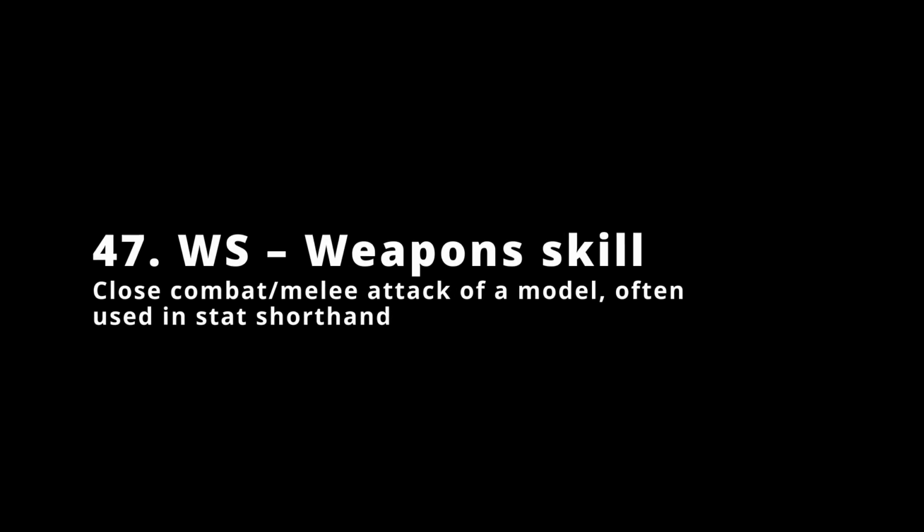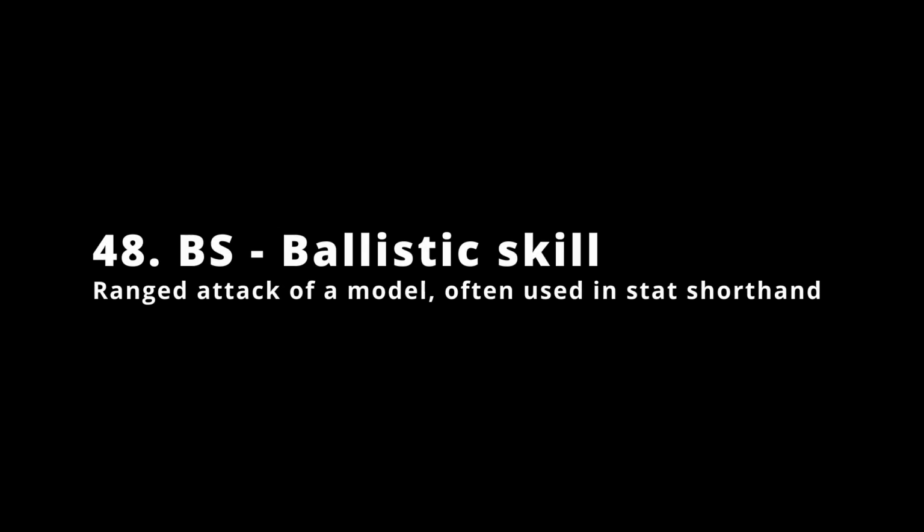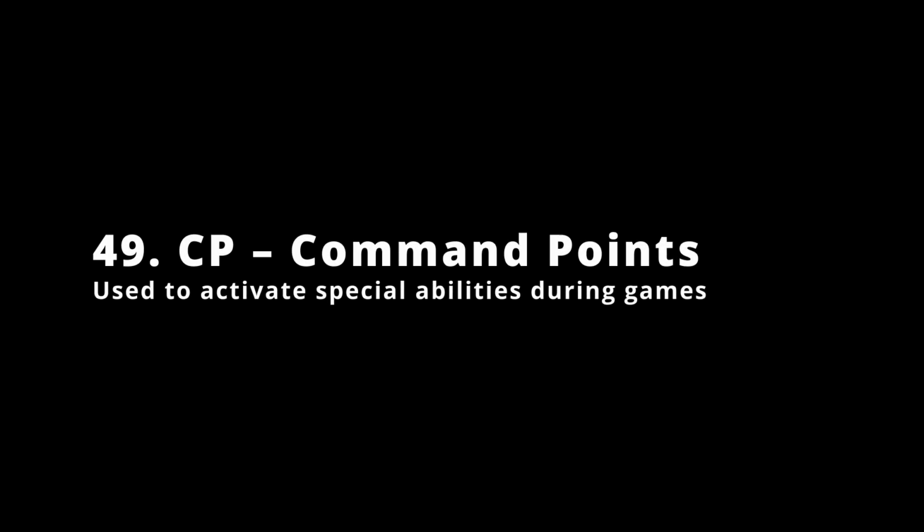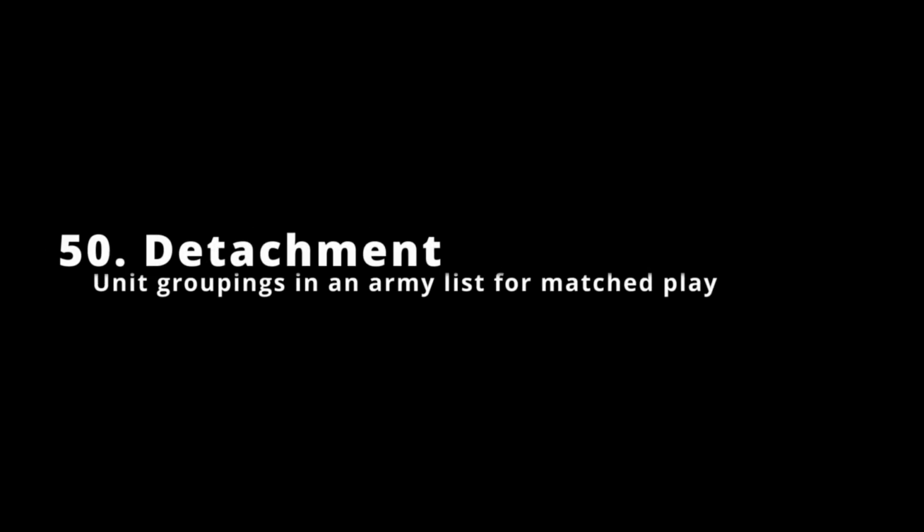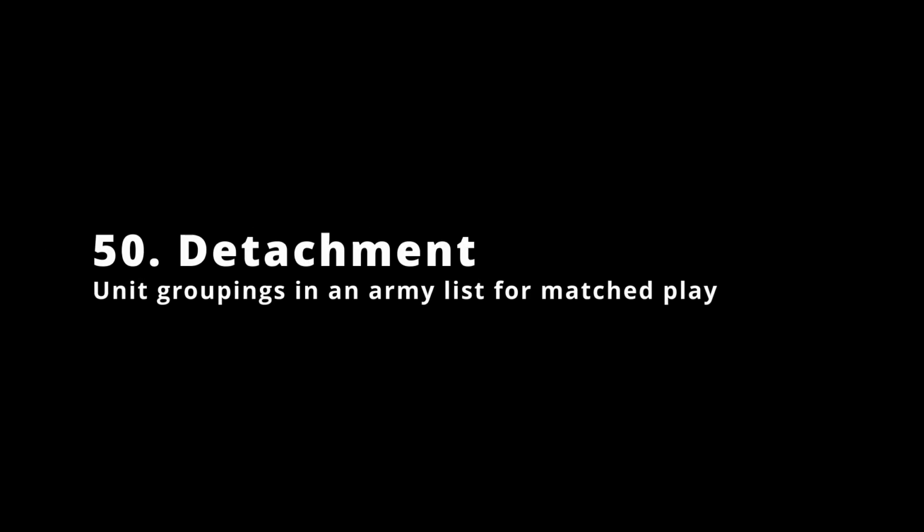Number 47, WS, Weapon Skill, close combat melee attack of a model, often used in stats shorthand. Number 48, BS, Ballistic Skill, ranged attack of a model, often used in stat shorthand. Number 49, CP, Command Points, used to activate special abilities during games. Number 50, Detachment, unit groupings in an army list for match play.